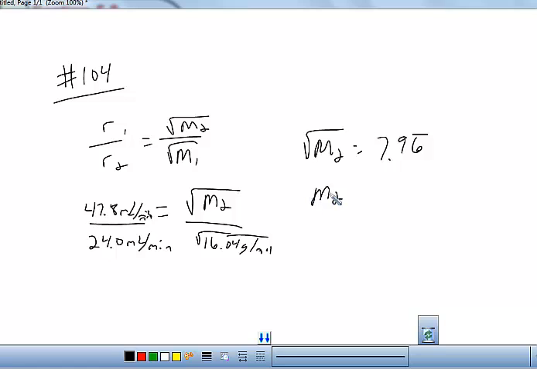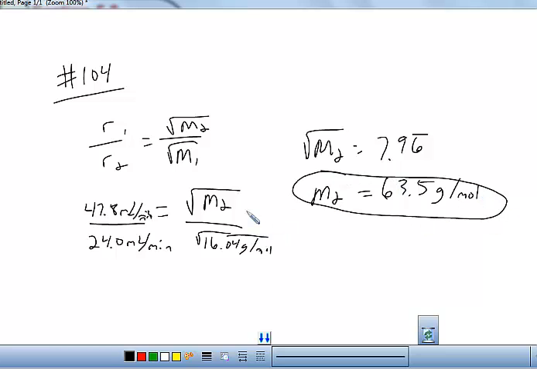All right. Well, if I want to know what just M2 is, I can square it. So I'm going to square each side. That means I would take 7.96 squared. And I get 63.5. Got 3 sig figs in these numbers. Grams per mole. That would be the molar mass of the other gas.